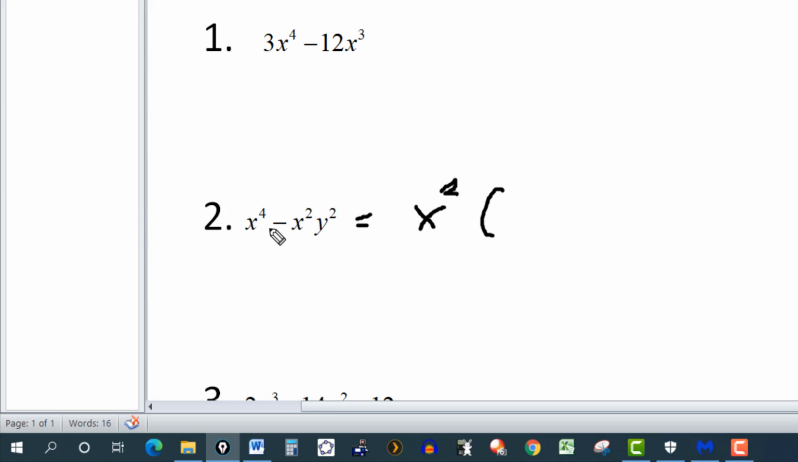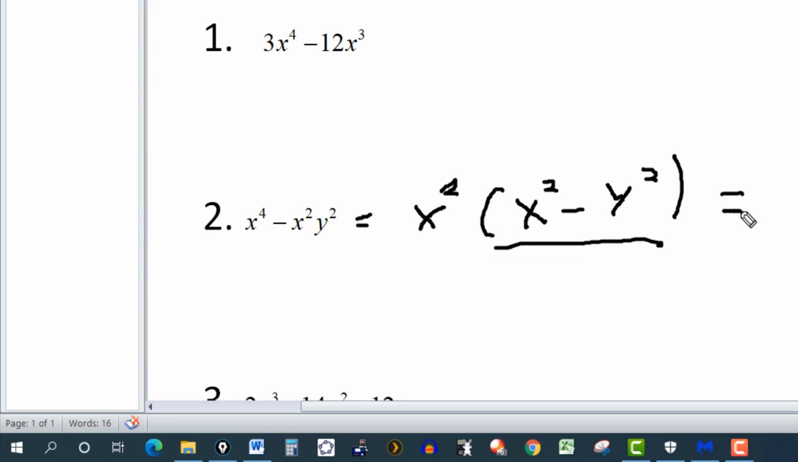And then what's left? Okay, if I take an x squared from x to the fourth, that leaves me with x squared. Take this x squared out, that'll leave me with a minus y squared. Okay, so you can see if I multiply x squared times x squared, I get x to the fourth, and x squared times a minus y to the second is minus x squared y squared. But here, in this particular case, I have a difference of two squares. The first term is a perfect square, and so is the second term. So in this case, I use the formula for difference of squares. Anytime you have a difference of squares, you can factor that into the difference of the square roots and the sum of the square roots.